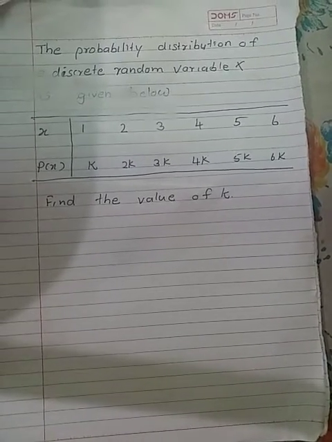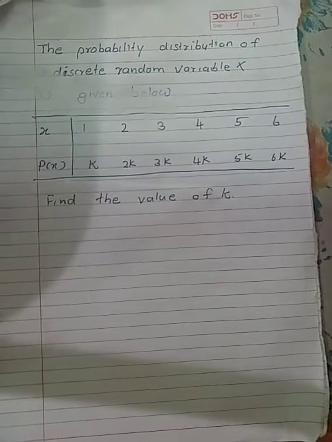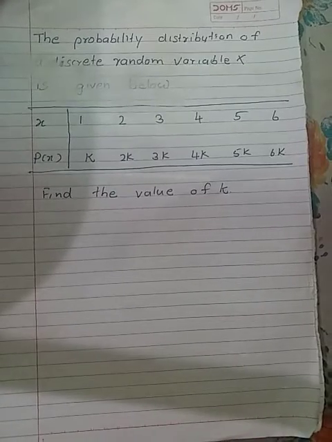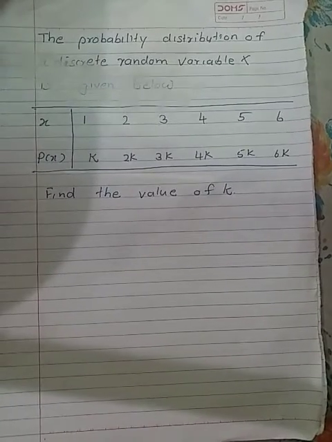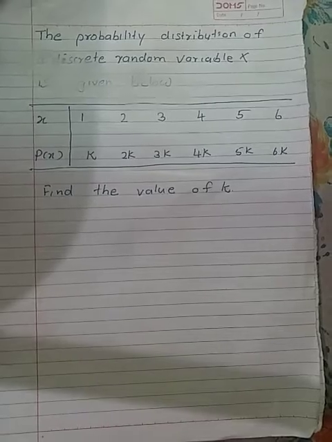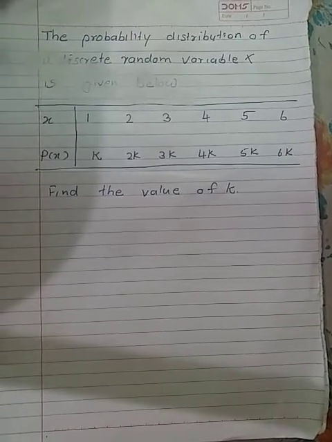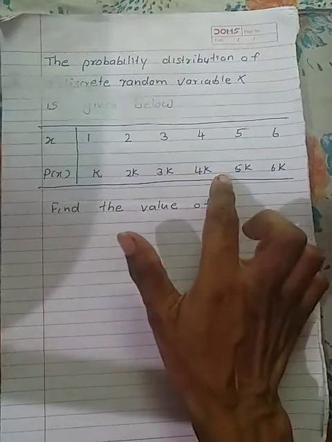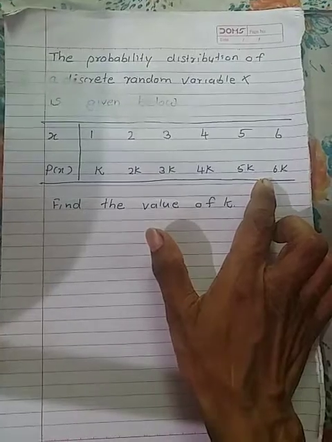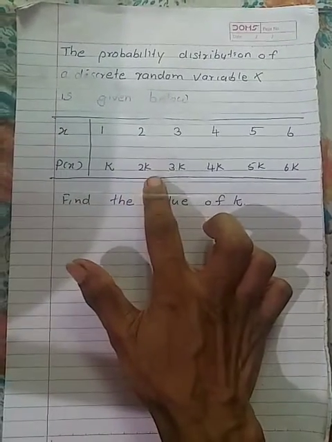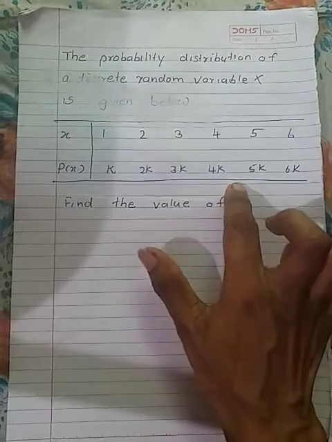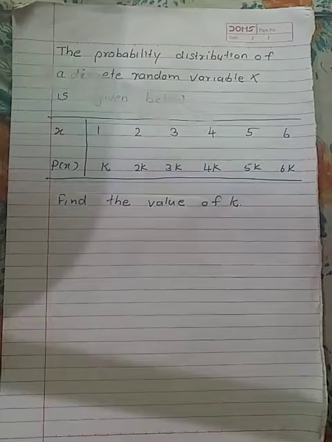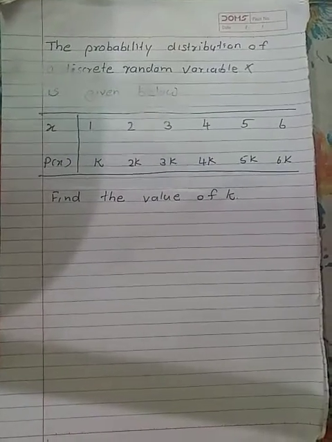So, P of x is probability mass function. Two properties of probability mass function are: first one, P of x greater than or equal to 0. Second one, sigma P of x equal to 1. Here the values of P of x are k, 2k, 3k, 4k, 5k, 6k. Sigma P of x means k plus 2k plus 3k plus 4k plus 5k plus 6k is equal to 1. Now, equating sigma P of x to 1, we will get the value of k.